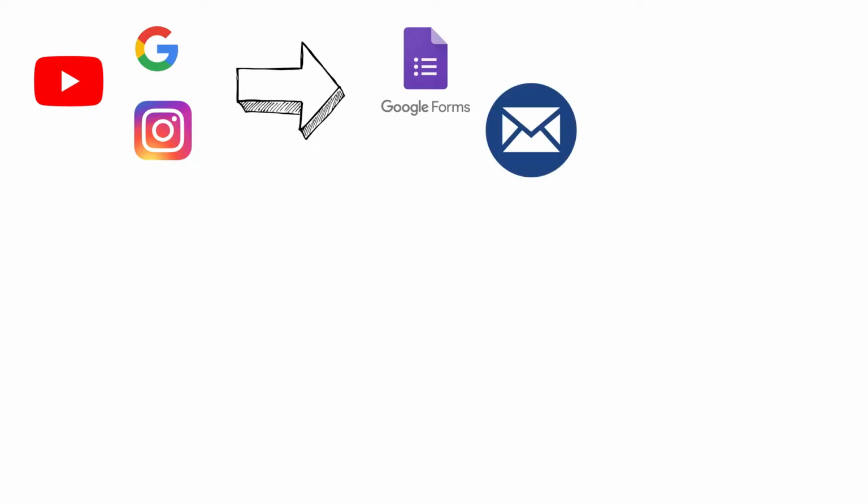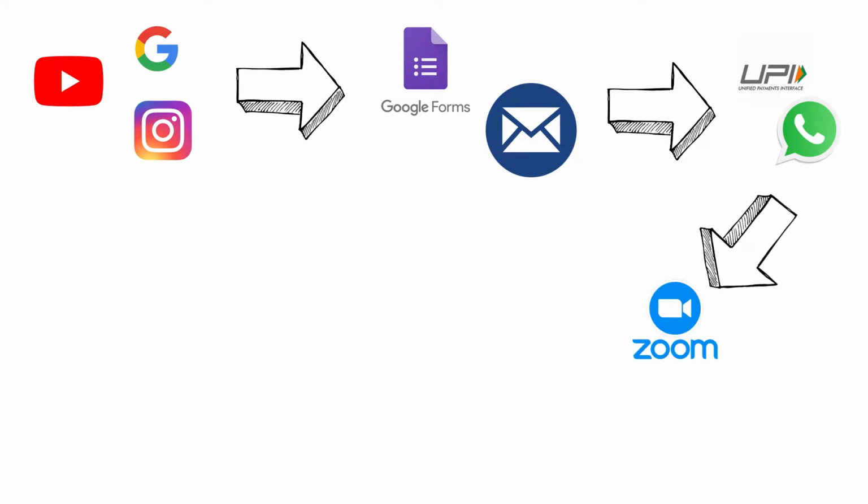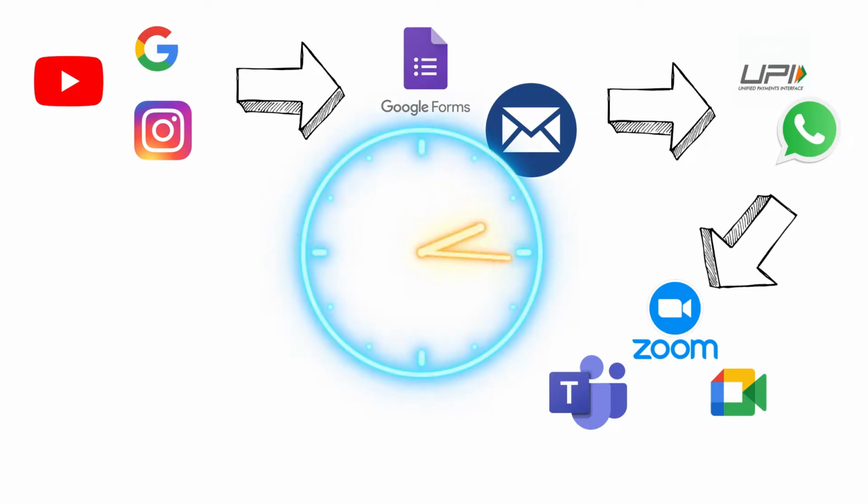Use emails and Google Forms for the initial admission process. Share bank and UPI details over communication apps such as WhatsApp and email. Schedule lectures on conferencing apps such as Zoom, Meets, or Teams, whichever suits your requirements, and then share the link over email and WhatsApp.